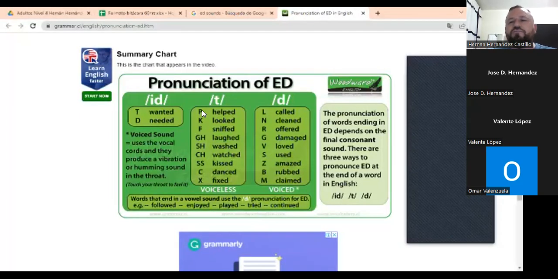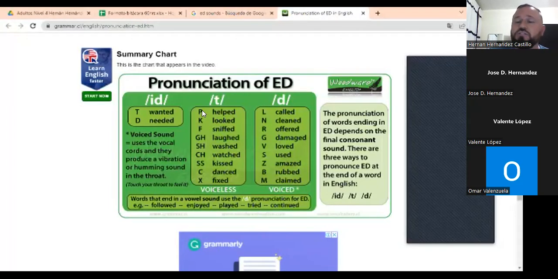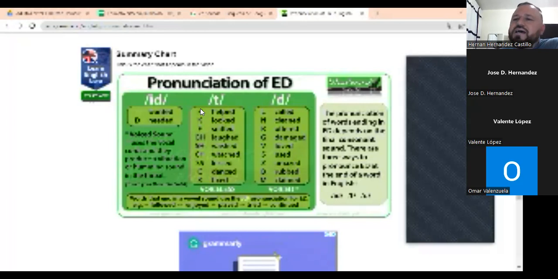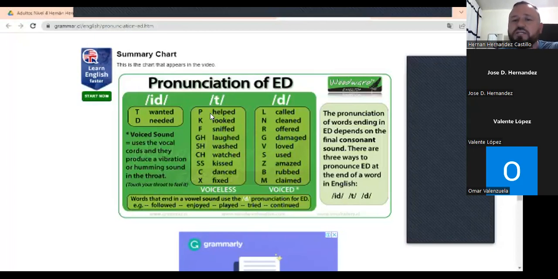When the word ends with F, sniffed. GH, laughed. SH, washed. CH, watched. Double S, kissed. C, danced. And X, fixed. So when you have a word that ends with this letter or this combination of letters, the sound is going to be T.